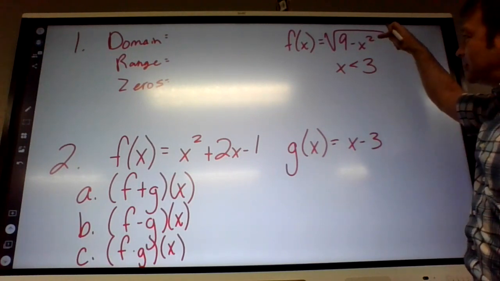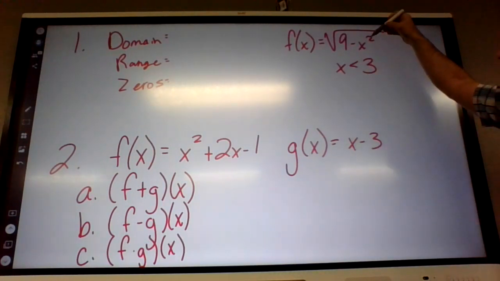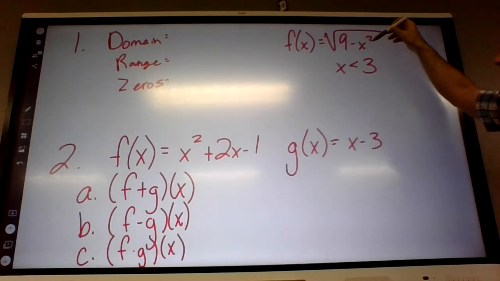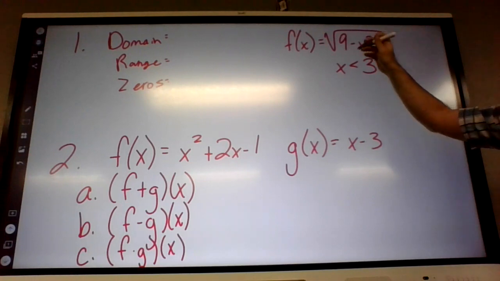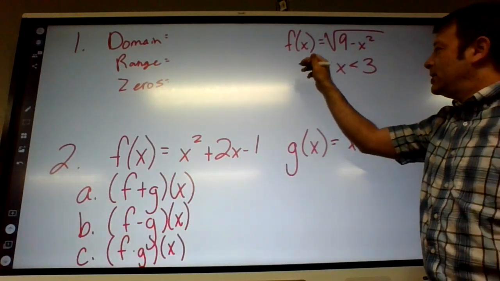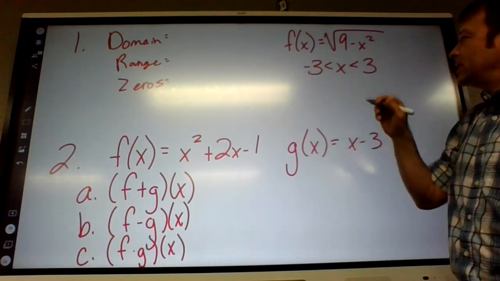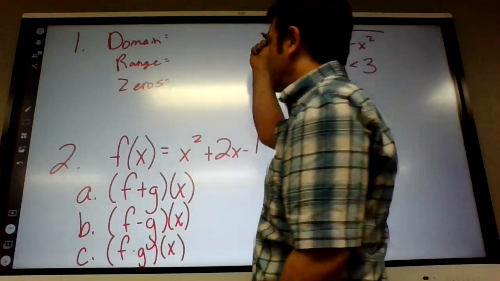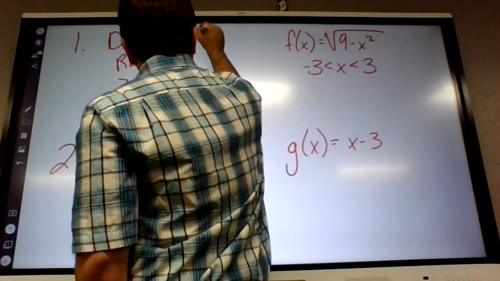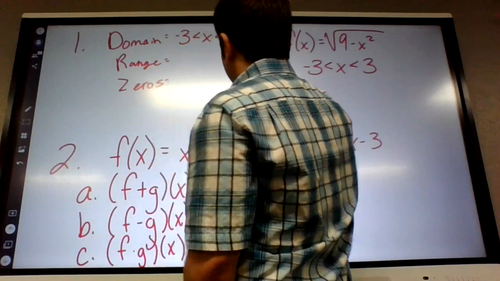What's the smallest thing we could plug in? Negative 3, because negative 3 squared is also 9. You can't plug in negative 4 for the same reason you can't plug in positive 4. They both equal 16. So x has to be bigger than negative 3. So the domain is that x can be anywhere from negative 3 to 3.